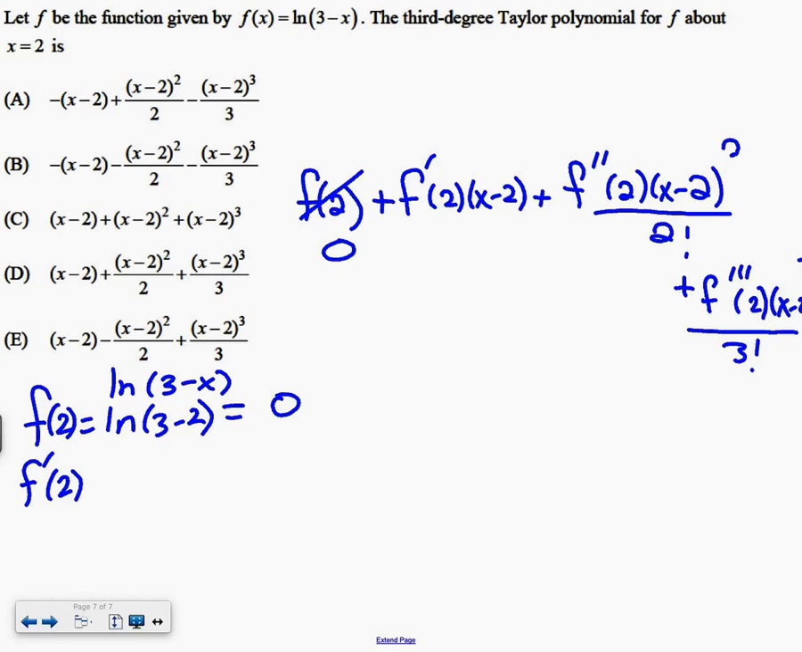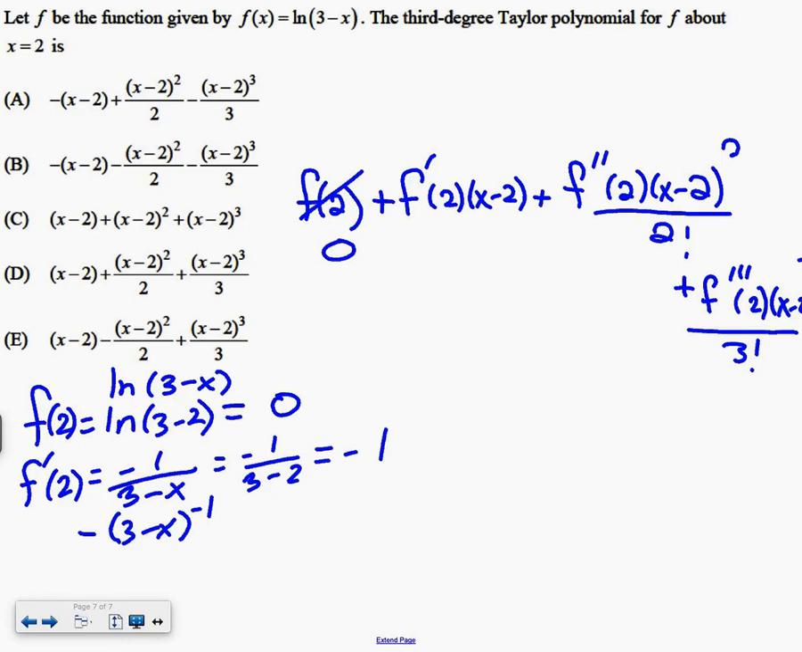Negative 1 over 3 minus x. You have to use the chain rule. Now you plug in 2, so what's negative 1 over 3 minus 2? Negative 1. Alright, I'm going to rewrite this to take the derivative. It's negative, 3 minus x to the negative 1. Is that right?